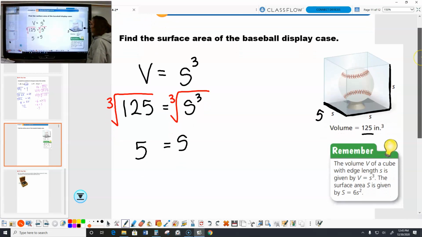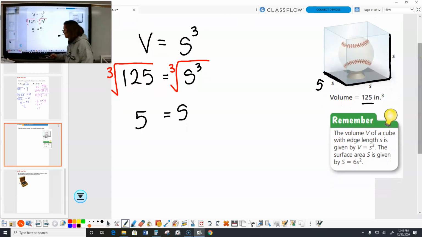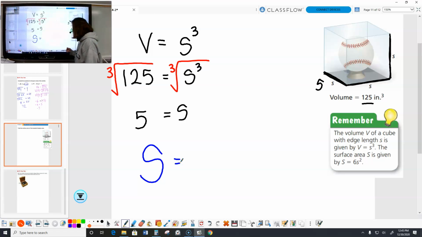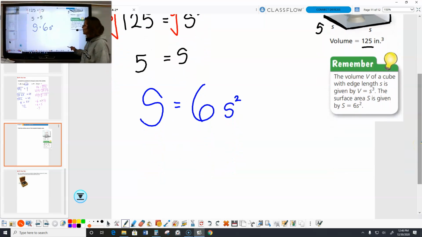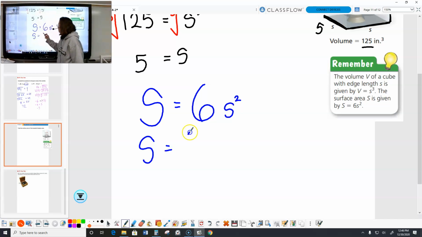All right, now that we know the length of one side, we can now find the surface area. So let's make a little bit more space here. Okay, the surface area has its own formula. The surface area of a cube is equal to 6 times the area of one of the squares. And the area of one of the squares is side times side. All right, so our formula is 6s squared. Now we know the value of our little s. That's 5. So to find our surface area is going to be equal to 6 times 5 squared.